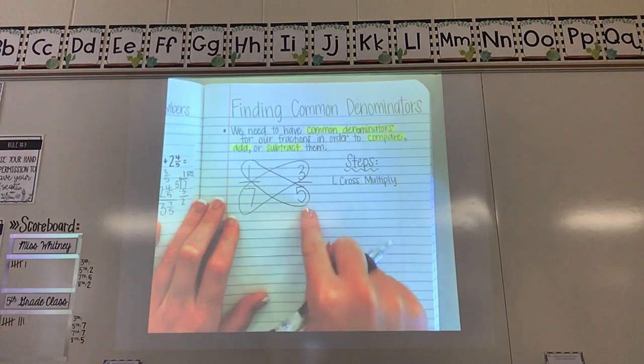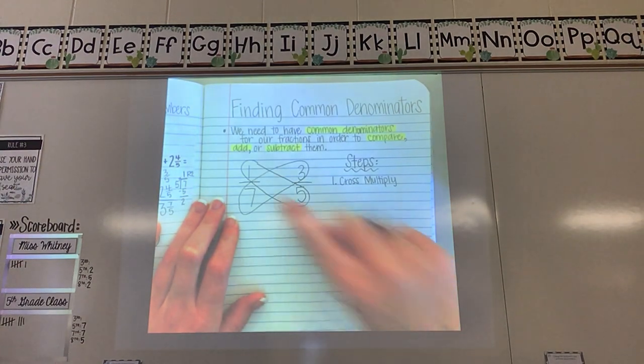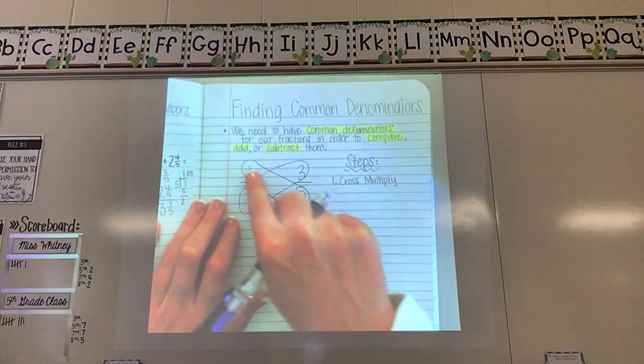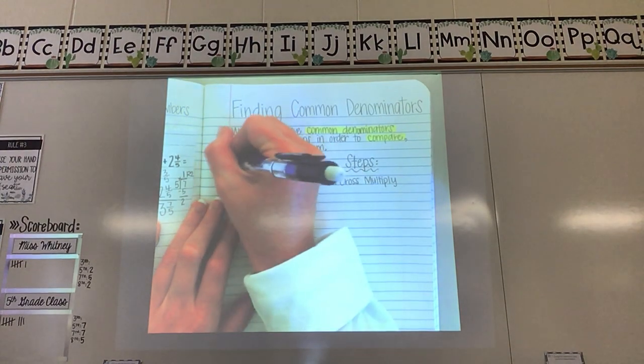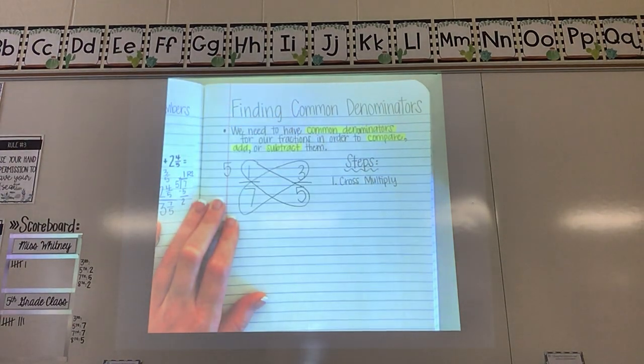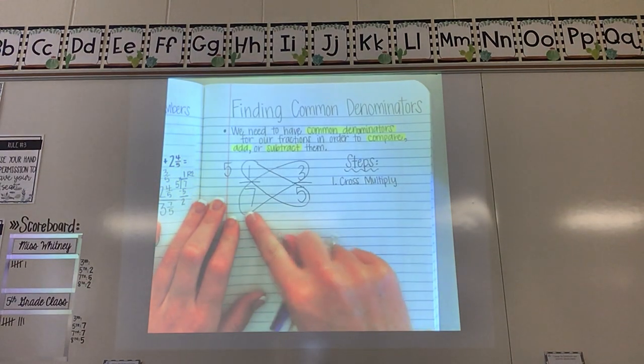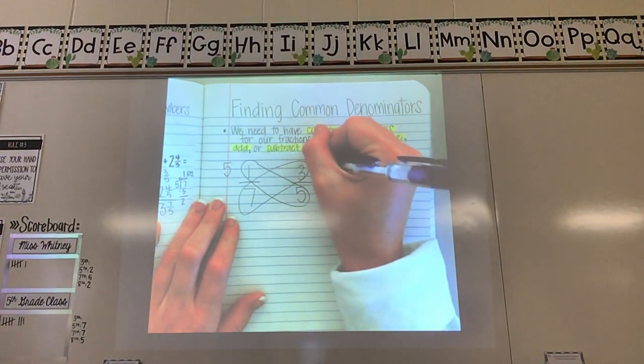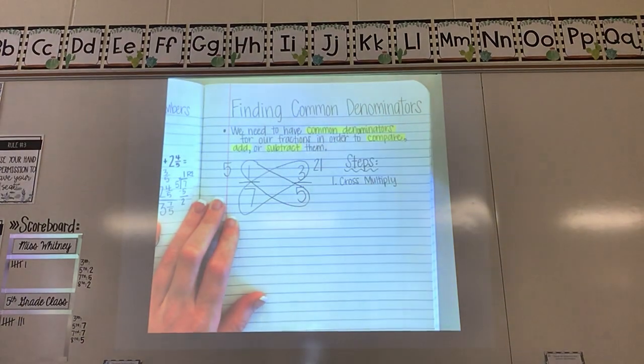So let's start at the bottom. We always start at the bottom and go up. So 5 times 1 is 5. Writing that up there at the top. And then go the other way starting at the bottom. 7 times 3 is 21. Okay, we're done with step number 1.